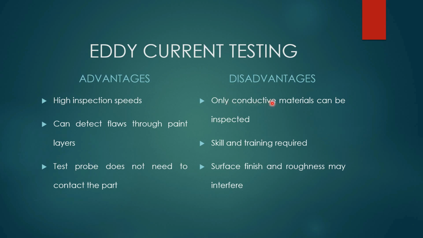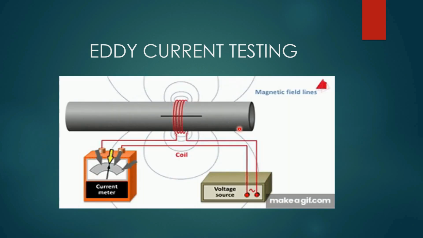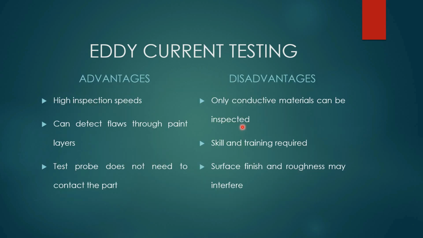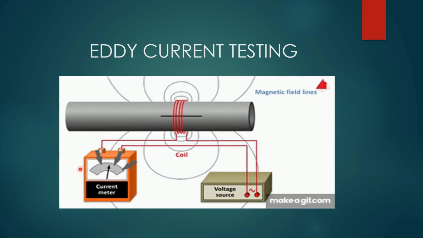Disadvantages. Only conductive materials can be inspected because eddy current is required to be produced. So only conductive materials can be inspected. Skill and training are required. Surface finish and roughness may interfere, because if the surface is not smooth, there will be a change in current due to the change in magnetic field.